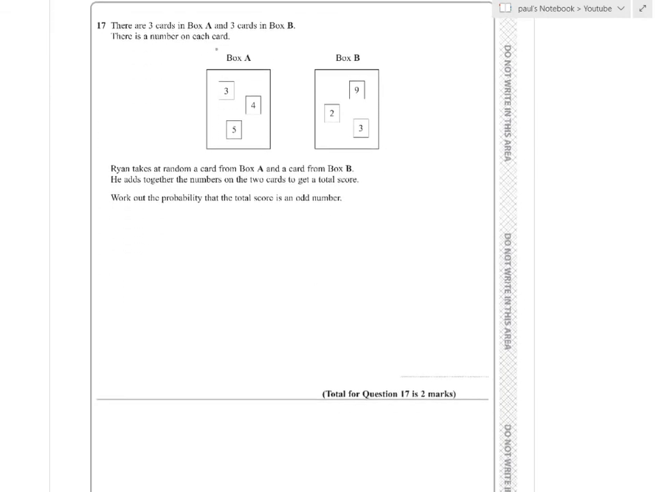Okay, 3 cards in box A and 3 cards in box B. Brian takes a random card from box A and a card from box B. He adds together the numbers on the 2 cards to get a total score. What's the probability that the total score is odd?